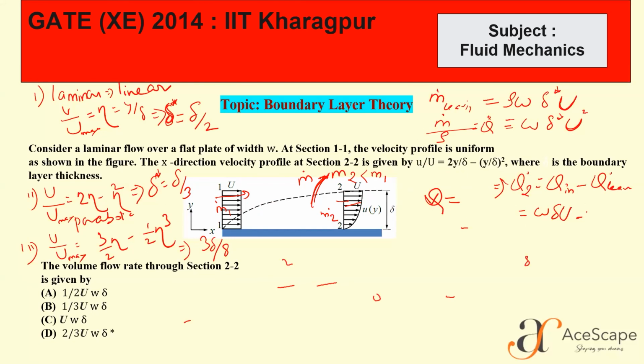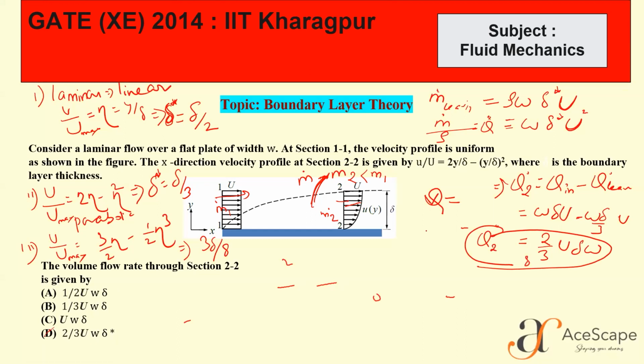So we can say that W into del by 3 into U. So from here we can get the value of this Q, which is flowing through this section 2, is nothing but 2 by 3 U del W. So from there we can also get this answer. This is another approach.